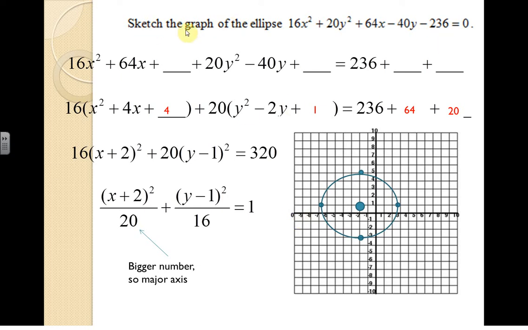Right, you just had to sketch the graph. You didn't have to find the foci. But if you wanted to, of course we have them for you. 20 minus 16 is 4. Square root of 4 is 2. So you would just go 2 from the center on the major axis for your foci.